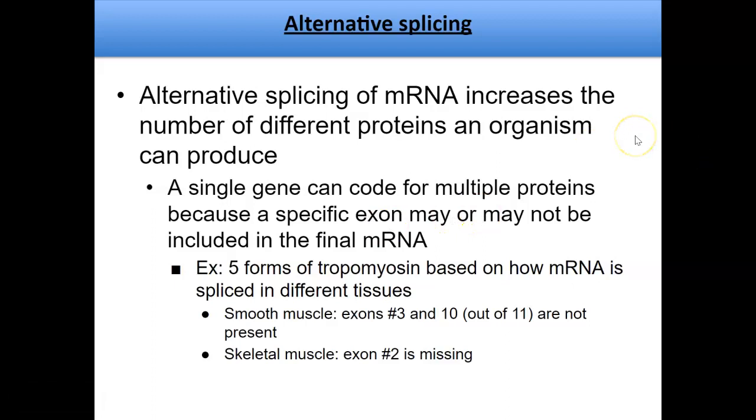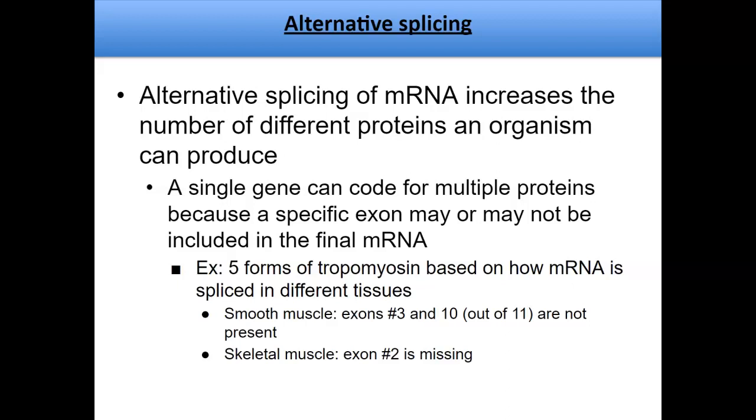The last process that regulates gene expression that we'll learn about is called alternative splicing. Alternative splicing means that, remember we talked about regular splicing, which is where we remove the introns and splice the exons back together. But if we only use some of the exons, then we can actually make different proteins from the same gene. So this increases the amount of polypeptides that can be made from a single gene.